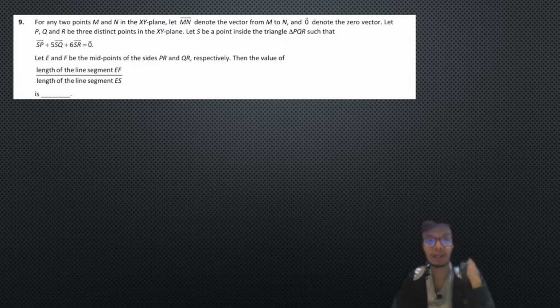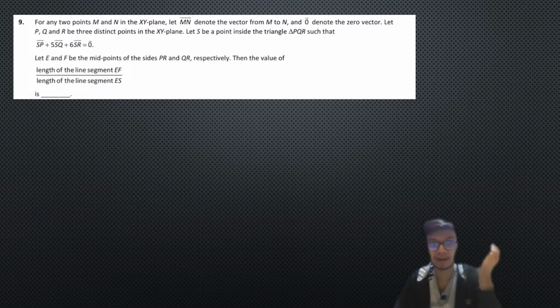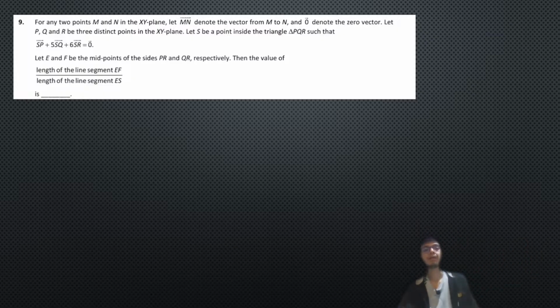So it says that for any 2 points M and N in the xy plane, let MN vector denote the vector from M to N and O vector denote the 0 vector. Let P, Q and R be 3 distinct points in the xy plane, and let S be a point inside the triangle PQR such that SP vector plus 5 times SQ vector plus 6 times SR vector is equal to 0 vector. Let E and F be the midpoints of the sides PR and QR respectively. Then the value of the length of line segment EF by the length of line segment ES is how much? That's what you have to find out.